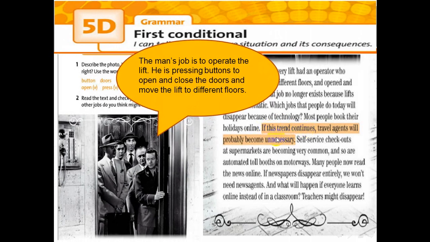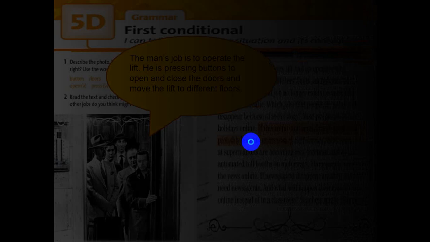Here it's highlighted. If this trend continues, travel agents will probably become unnecessary. This is the if clause. هذه جملة الشرط. إذا استمرت هذه الموضة, travel agents will probably become unnecessary. وهذا جواب الشرط. فإن they will become unnecessary. So if clause here. Okay, present simple. Then we have will plus present simple. Okay, now we can deduct the rule. بإمكاننا استنتاج القاعدة.